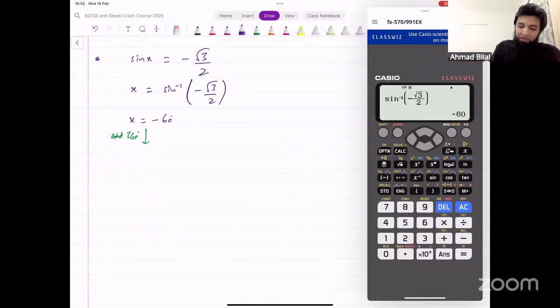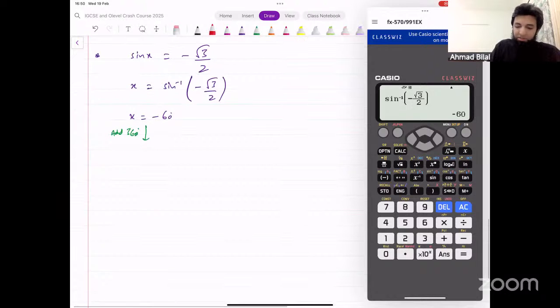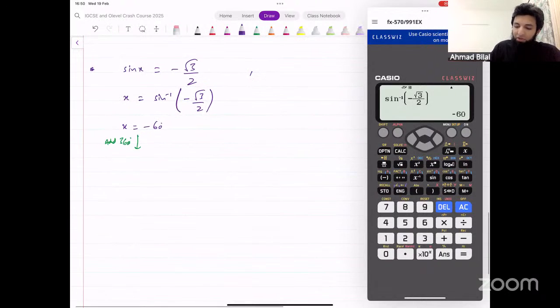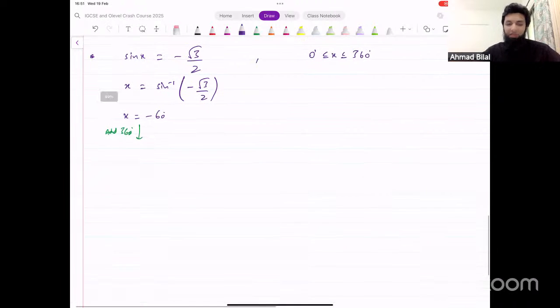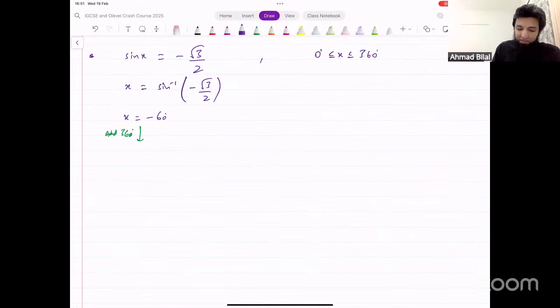Okay, you add 360 to the negative value because this is not going to be on your graph. They want the interval to be from 0 to 360 degrees. You want to write down the answers within this interval. If you add 360 to that, you get x equal to 300. That's one solution of this equation. Okay, that's one solution. How do you find the other solution now?